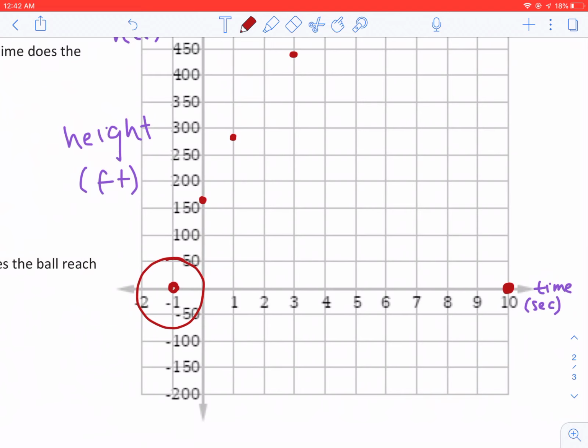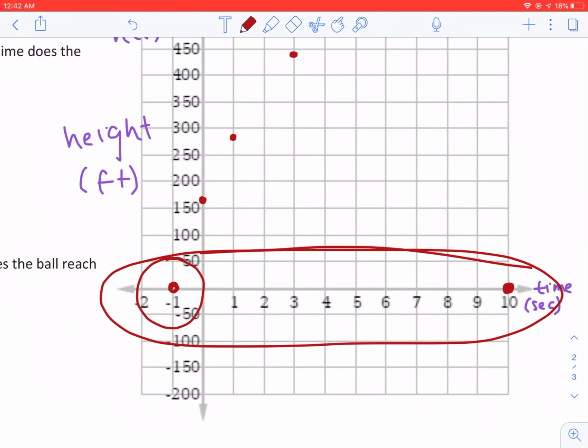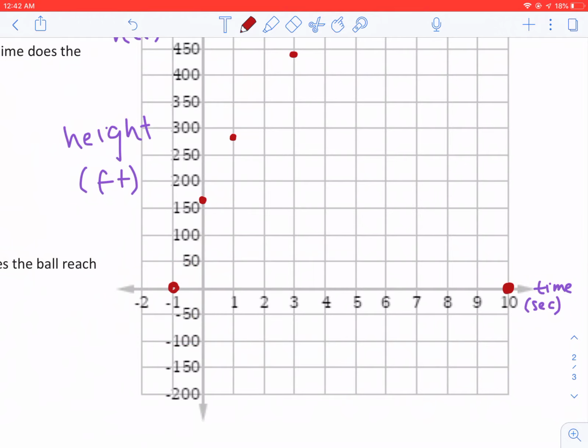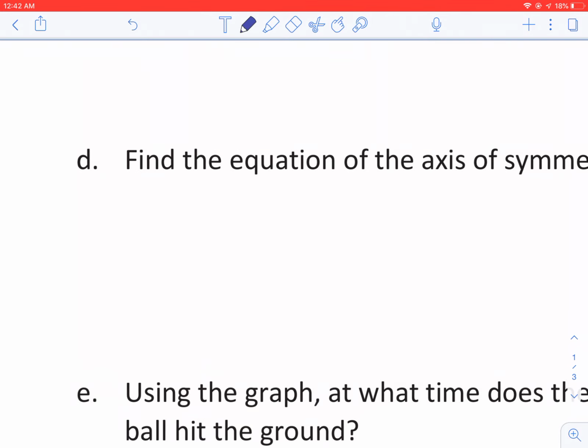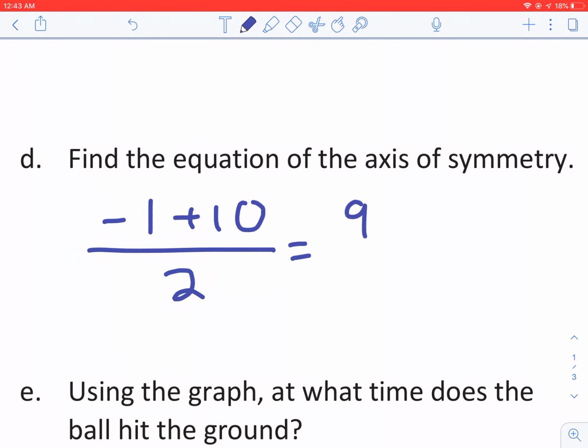So what's halfway in between -1 and 10? Right? Because we know the axis of symmetry is symmetrical. So if those are two zeros, it has to be halfway between those two zeros. So if you're not sure what's in between -1 and 10, let's average the two numbers. We add the two numbers together, divide by 2, just like you would find the average of two test grades, and we get 9/2. And that's equal to 4.5.